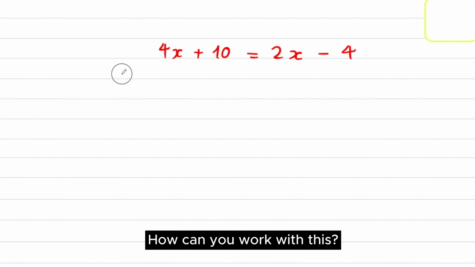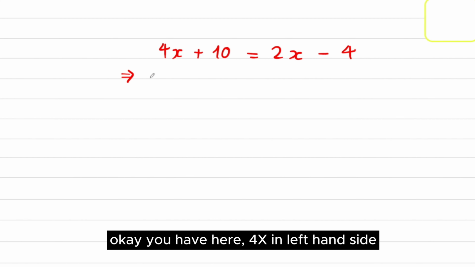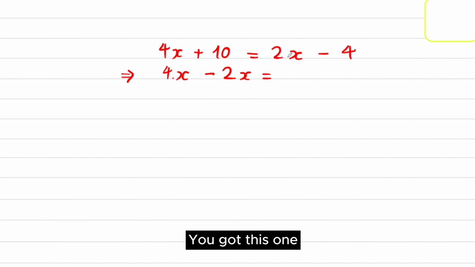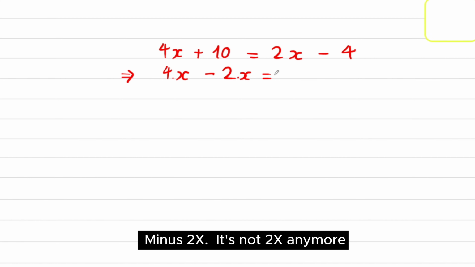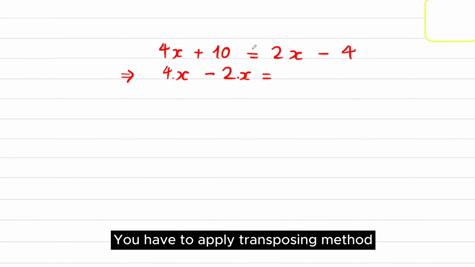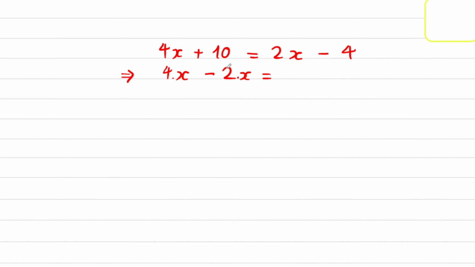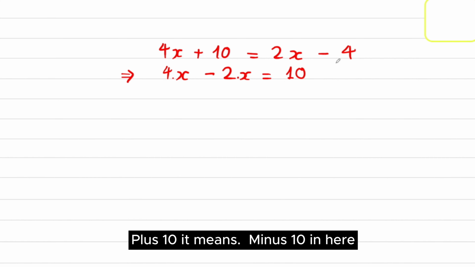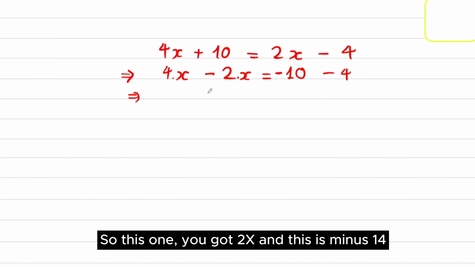How can you work with this? Okay, you have here 4x on the left hand side and 2x on the right hand side. I will change it to the left hand side. You got this one. Minus 2x, it's not 2x anymore. You move it, you have to apply the transposing method, and it becomes minus 2x here. Plus 10 means minus 10 here. So this one you get 2h and this is minus 14.